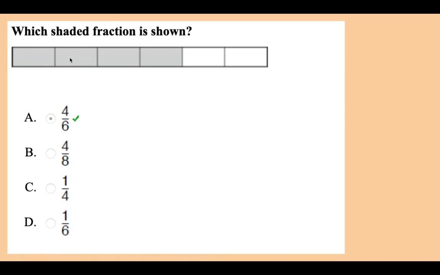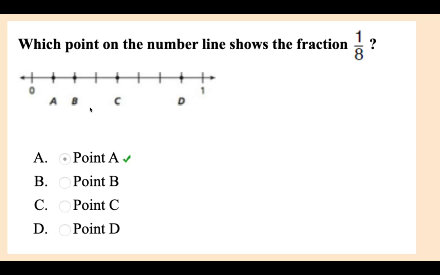This one, same thing. Count how many pieces you have. 2, 3, 4, 5, 6. And then count how many, that's the denominator. Count the top. For shaded parts, that's 4.